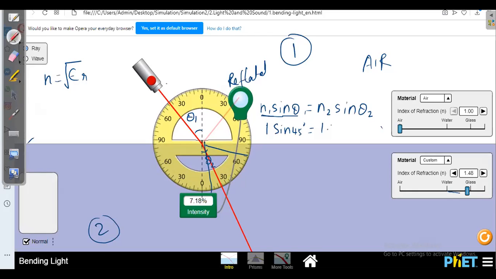Then what is sine theta 2? Somebody tell me, please, quickly. Sine theta 2 is sine 45 degrees in the numerator and 1.48 in the denominator. Then finally you calculate theta in terms of degrees. Please somebody tell me quickly what the value is. If you have a calculator, you can tell quickly.